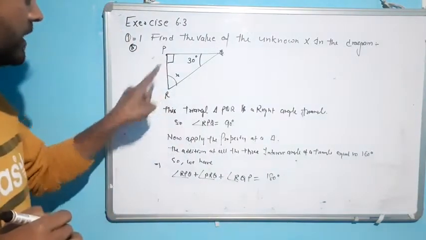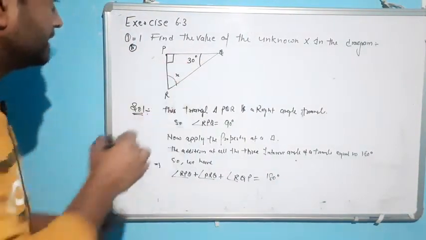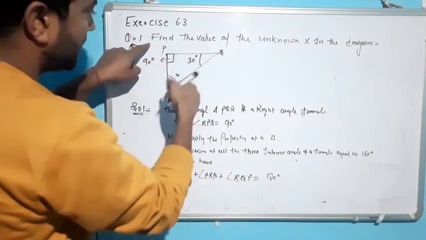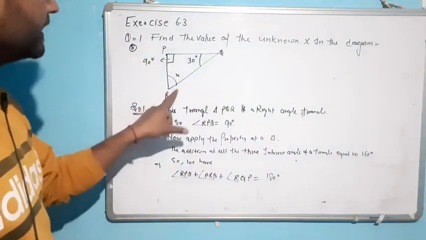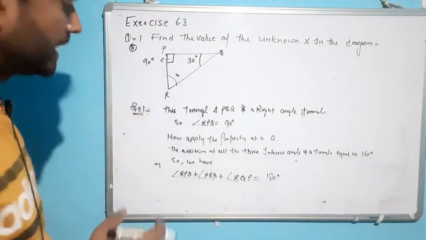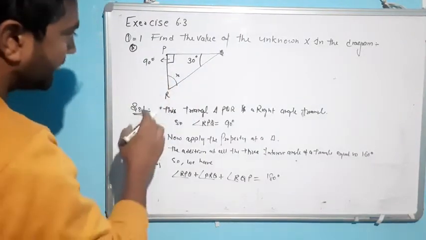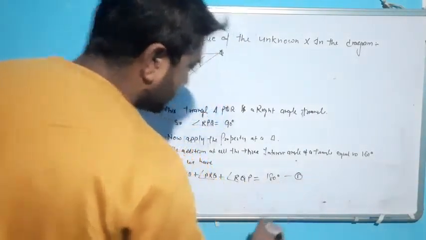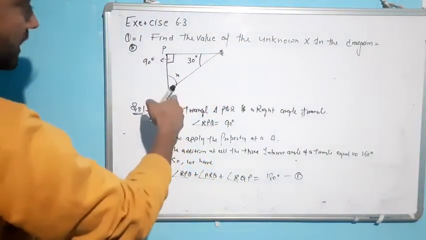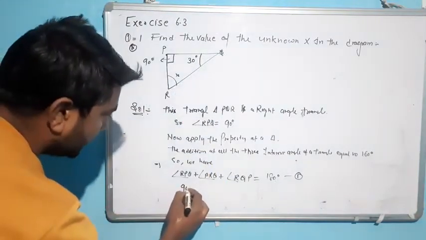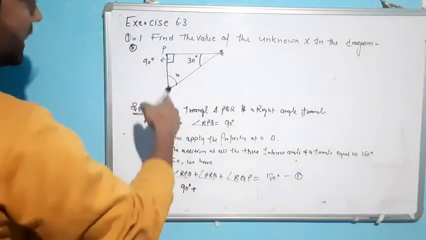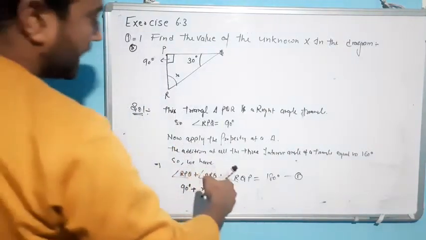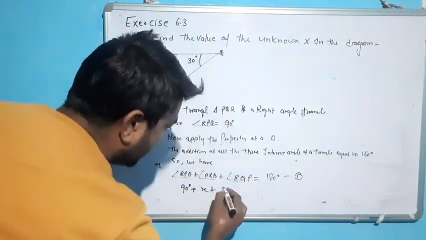The value of RPQ is 90 degree. The value of PQR is 30 degree. And the value of the interior angle is x. Now we have to find the value of x. So put all the values in this equation number 1. The angle RPQ is 90 degree plus angle PRQ is x plus angle RQP is 30 degree.